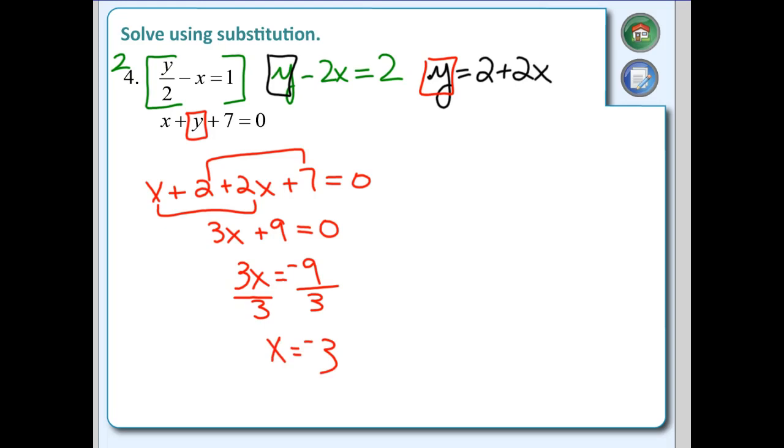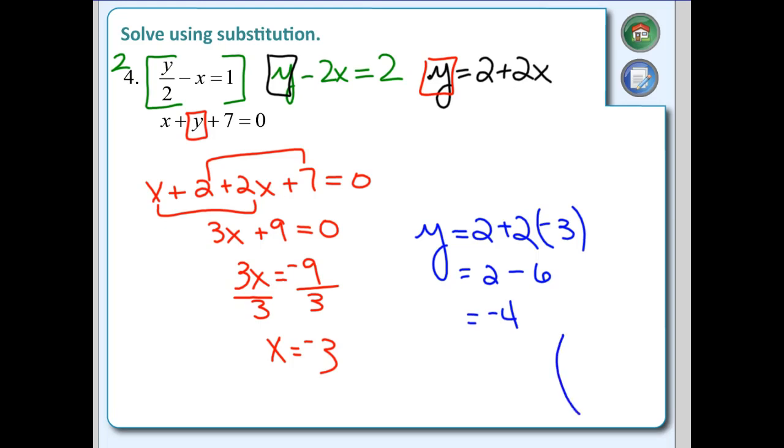Are we done? No. We found the x part of our ordered pair. Now we have to find the y part. So we know that y equals 2 plus 2x. And we just found out x is negative 3. So now what do we have? 2 minus 6. And so what's my answer going to be here? Yeah, so what do we get? So we're going to get negative 4. So when I put those together, let me check this out and make sure I didn't make a mistake. Okay, so it's going to be negative 3, negative 4. Remember, your x and y come together to be your ordered pair.